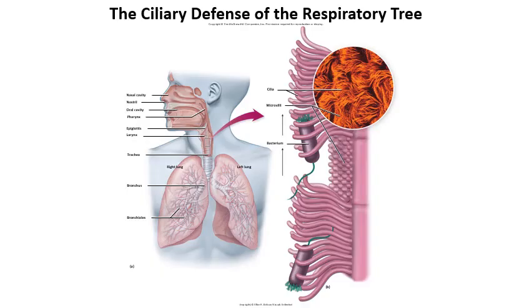Right, so here's a nice close look at that ciliary escalator. So the cilia that are lining the mucous membranes in your respiratory tract are able to catch pathogens and carry them up and out of the lungs into the throat where they can be swallowed.